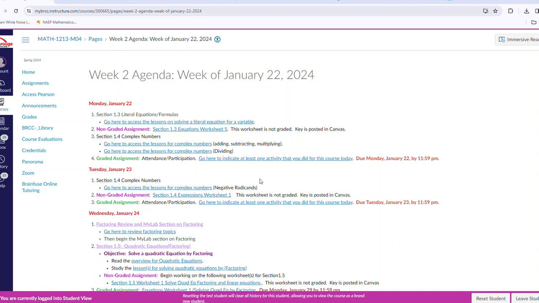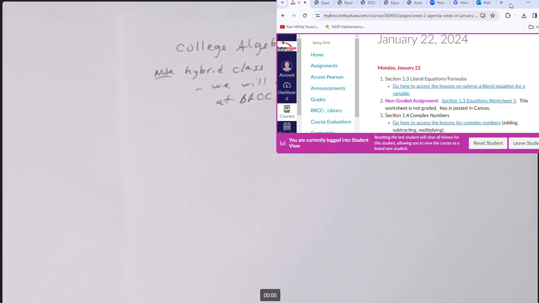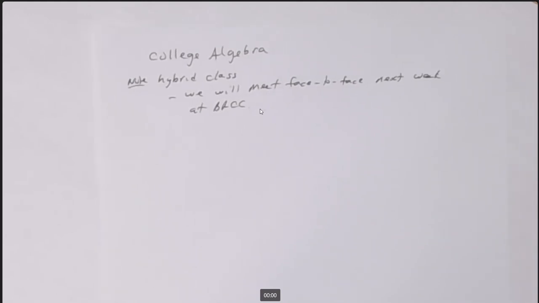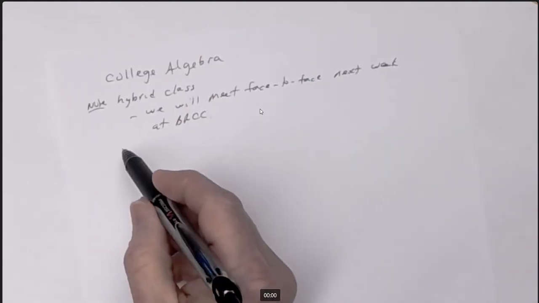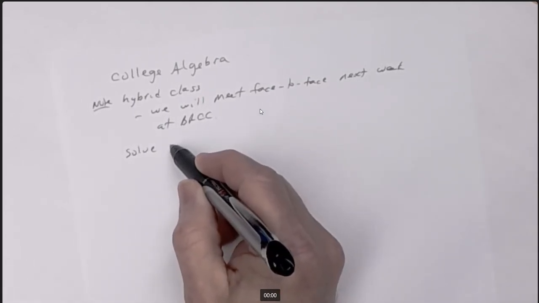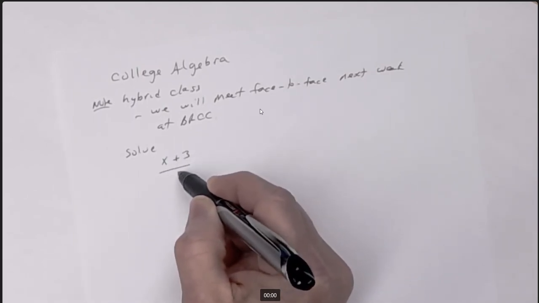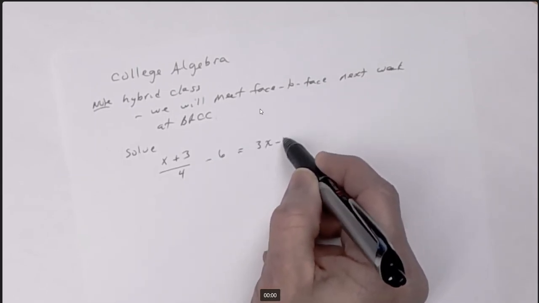Okay, all right, so what I want to do now is this. Let me review something from last week that you had. From last week you had to solve this equation: x plus 3 divided by 4 minus 6 equals 3x minus 1 divided by 3. All right, so you had something like that.